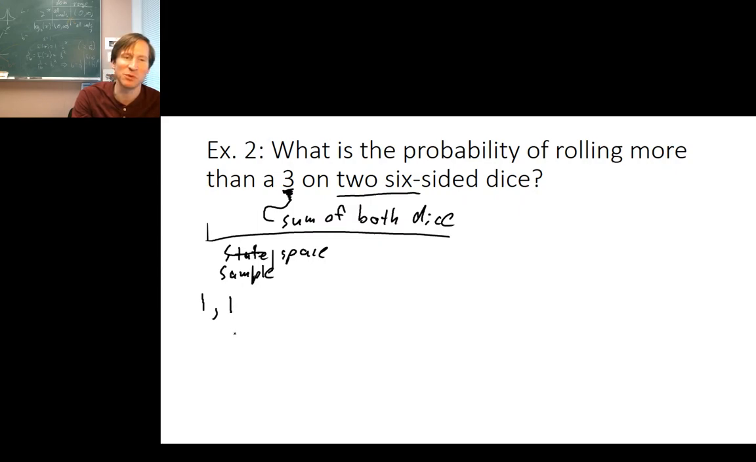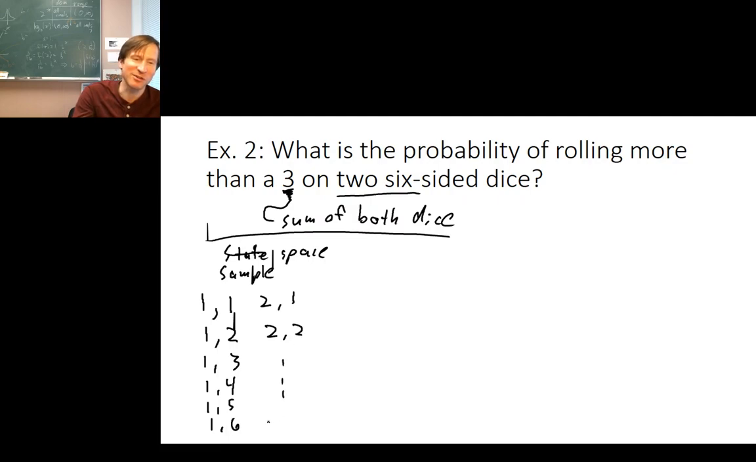So maybe 1, 1. That means we roll a 1 on the first die and then a 1 on the second die. Another outcome would be a 1 on the first die and a 2 on the second, then a 1 and a 3, a 1 and a 4, a 1 and a 5, and a 1 and a 6. Then we could roll a 2 on the first die and a 1 on the second, then a 2 and a 2, all the way down to a 2 and a 6. Then a 3 on the first die, and so on, all the way up to 6 and 6. And that's a lot of possibilities.